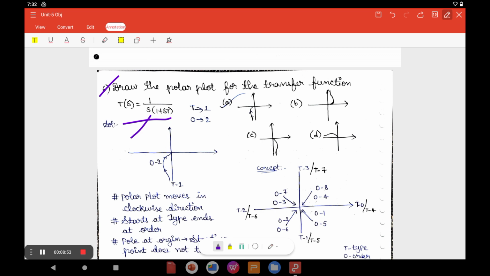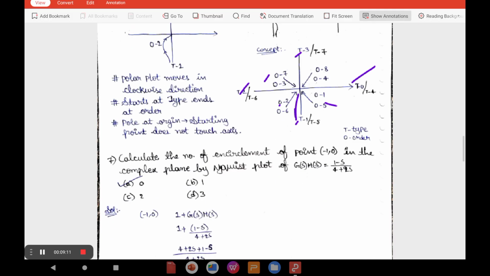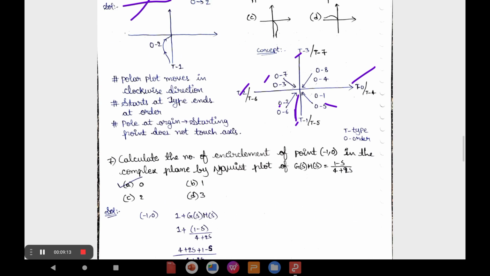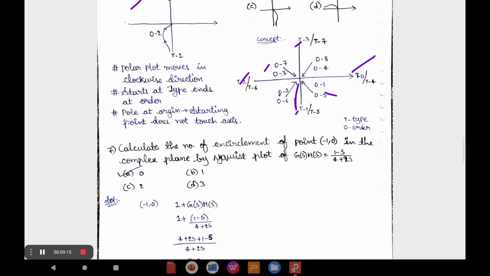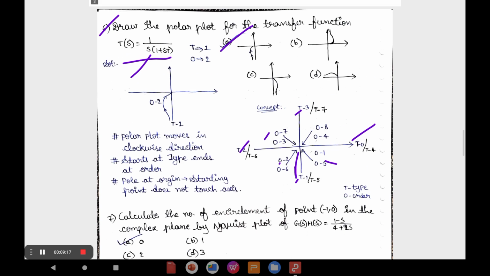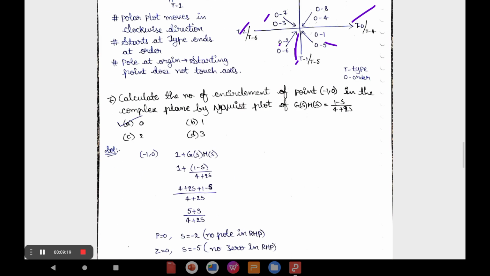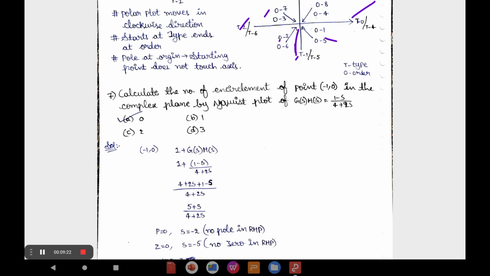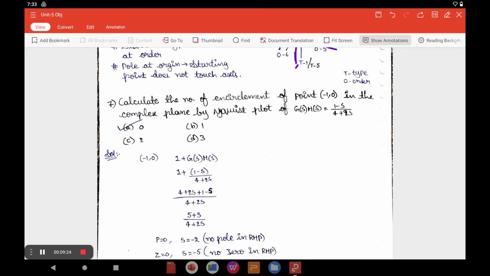This is a type 1 system, order 2. Obviously this is a shortcut method: type 0, type 1, type 2, type 3, order 1, order 2, order 3, order 4. Type 0 and type 1 means starting from here and ending with 3 also. Therefore this is the right answer. Clockwise, anti-clockwise, you have to remember all those parts. It is mentioned here also, so take a screenshot and go through this. If you want a complete idea about the polar plot, go through the channel and the related videos also, right?